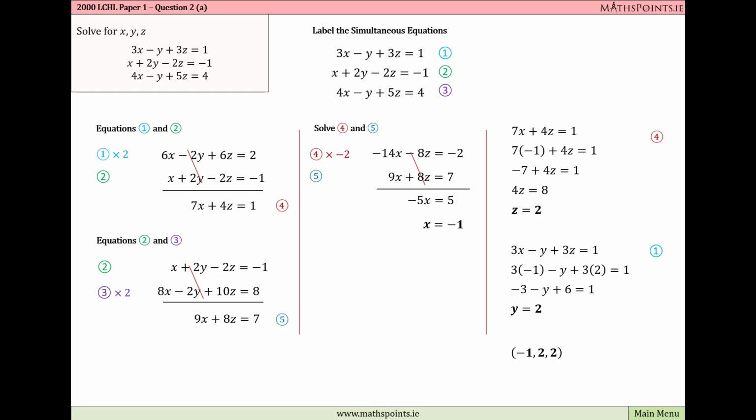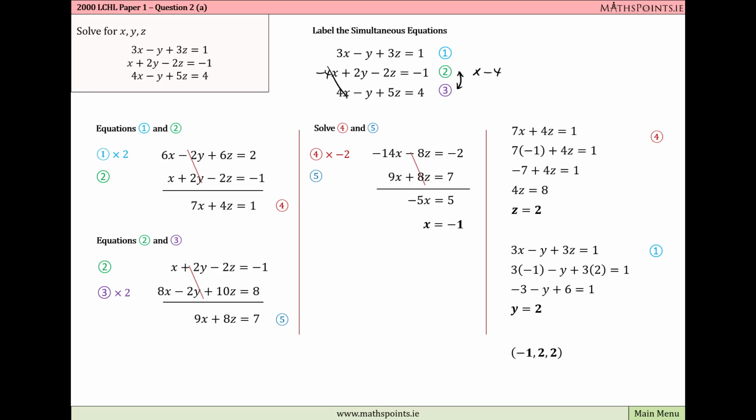To quickly look at how we might have done the x's, I could have taken equation 1 and 2 and multiplied equation 2 by minus 3. We would have had minus 3x at the start, the x's would have eliminated, and I would have an equation with y's and z's. I could have then taken equation 2 and 3 and multiplied equation 2 by minus 4 this time, and then I would have minus 4x, the x's would have eliminated, and I would have had another equation with y's and z's, and I would have solved for either y or z.